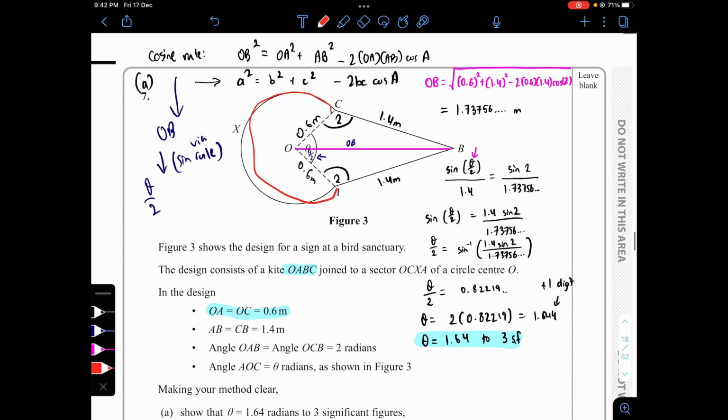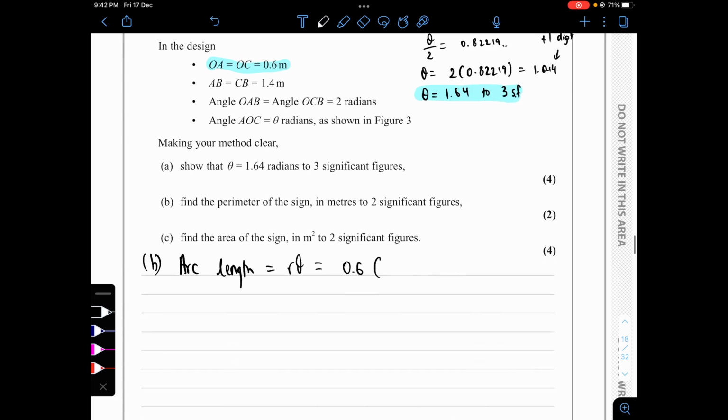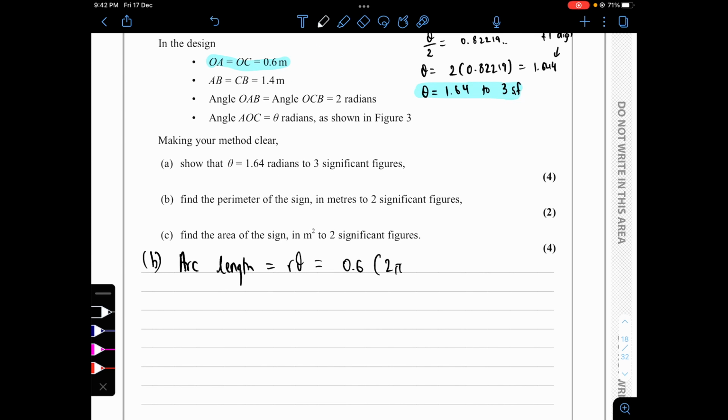And how do we do that? We know what theta is, right? So we know the arc length is r theta. So r in this case is 0.6 meters times pi. Now theta, we want the major arc, so that will be 2 pi take away theta. So theta we know is 1.64. This gives us 2.783 meters.